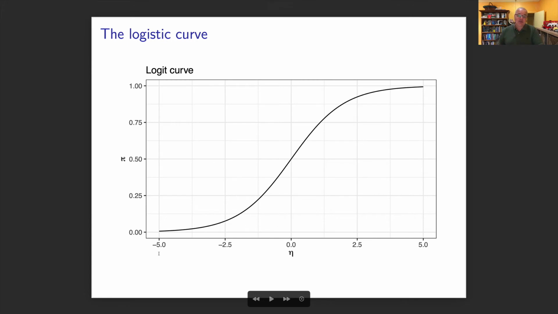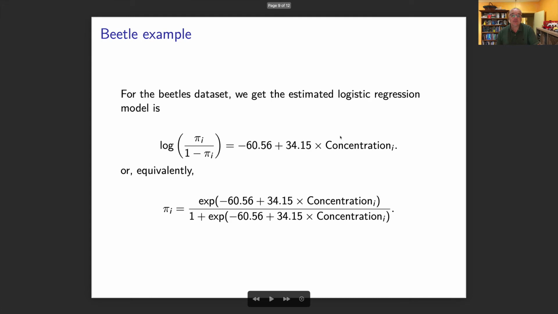So here's the curve. The nice thing is eta could go all the way from minus infinity to infinity, but the good thing is our pi is locked between 0 and 1. So that's good. We've got a function now where our beta 0 plus beta 1 xi could be any real number, but the pi i is locked between 0 and 1, which is what we want.